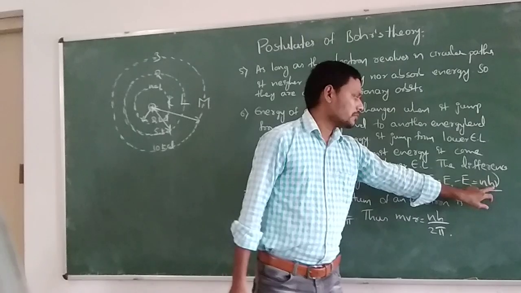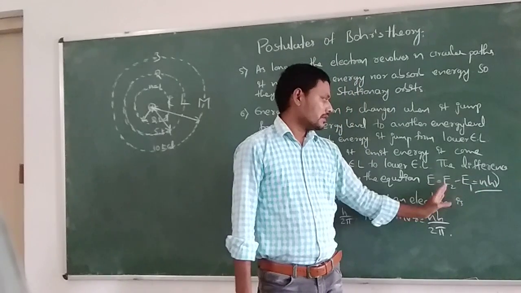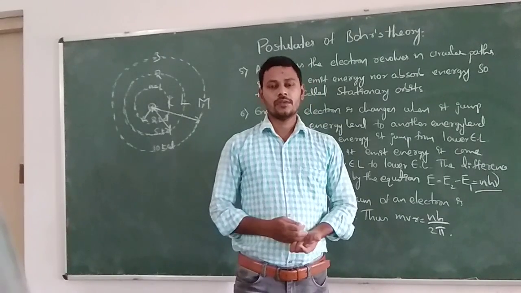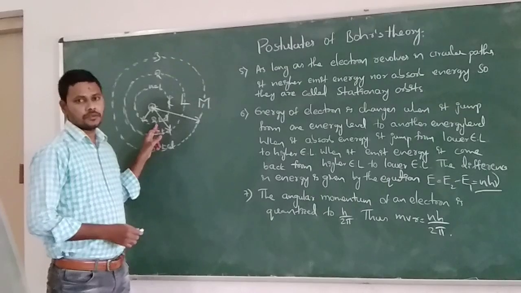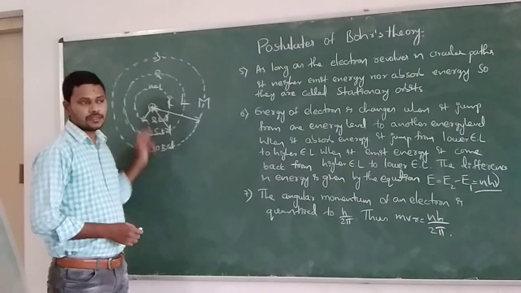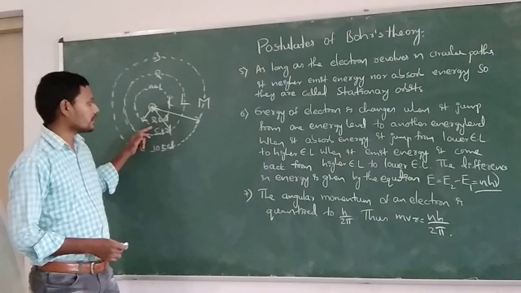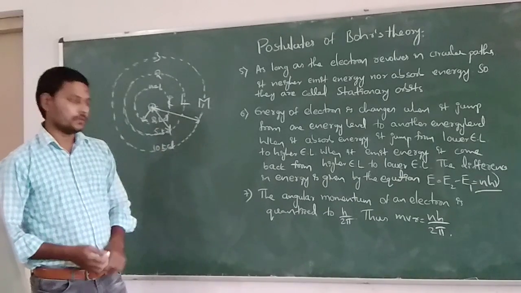So here hν means a quantum, a photon. So the difference is either 1 hν, or 2 hν, or 3 hν, like that. So it is having 2 kilocalories, that is 2 hν, here 5 hν. So the difference is how much? 3 hν. So the energy of the electron is given by the equation E equals nhν.